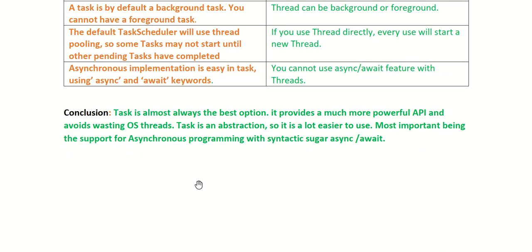So what is the conclusion? Task is almost always the best option. It provides a much more powerful API and avoids wasting operating system threads. Task is an abstraction, so it is a lot easier to use. The most important thing is the support for asynchronous programming with the syntactic sugar of async and await keywords. Guys, we should always make use of task itself in order to achieve asynchronous programming as well as multi-threaded programming.